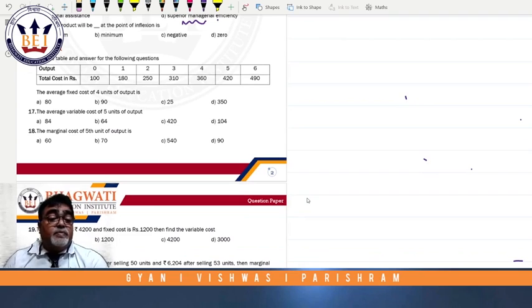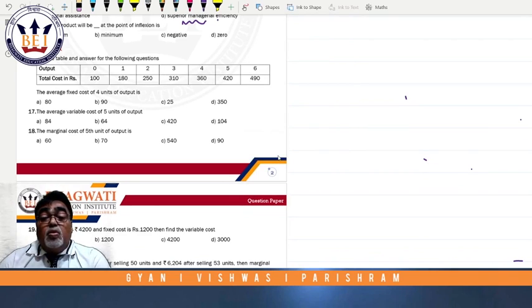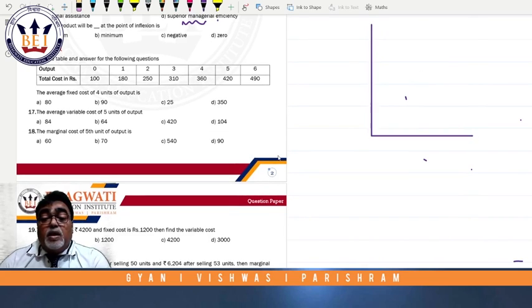Now question number 15. Marginal product will be maximum at what? So before that we should know what marginal product is.